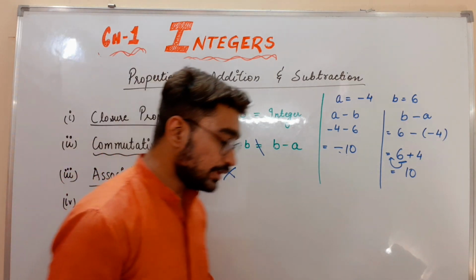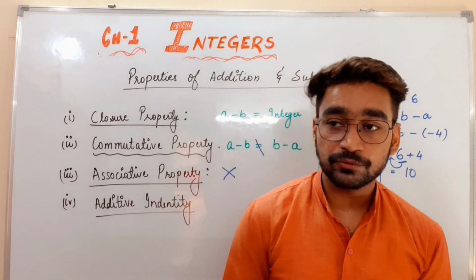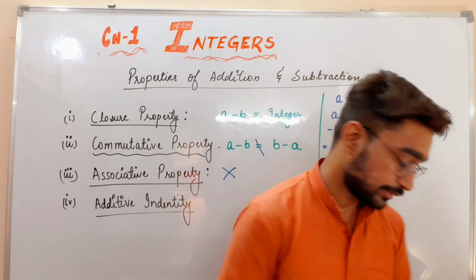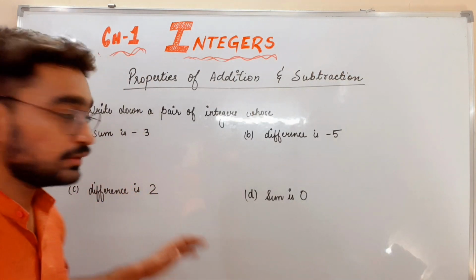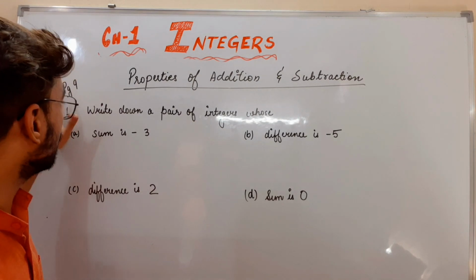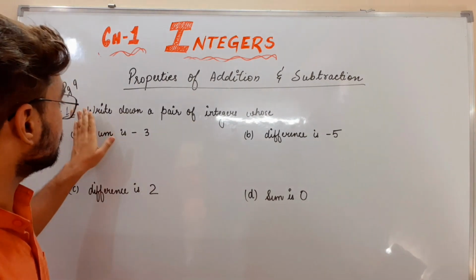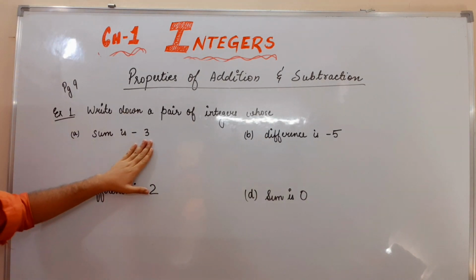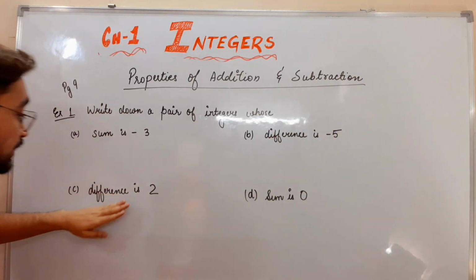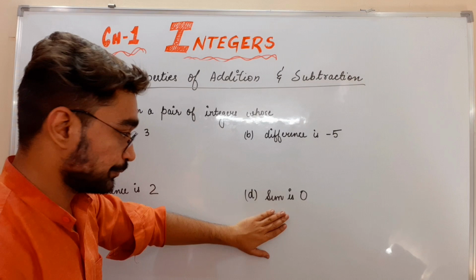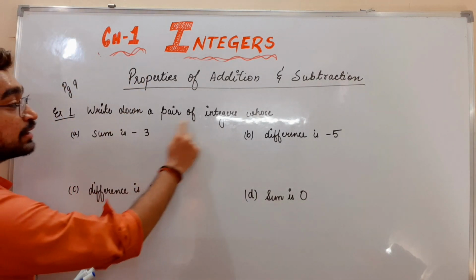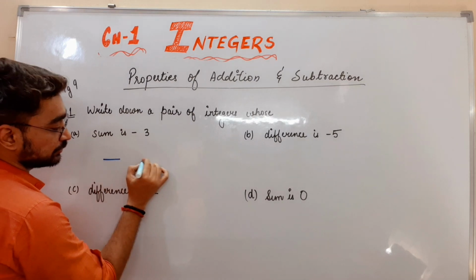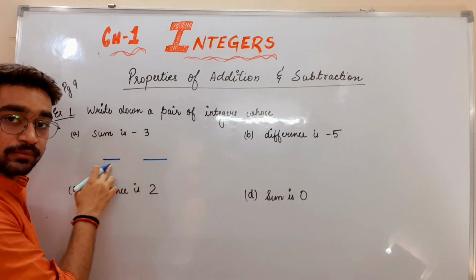Okay. Now let us take some examples from the NCERT questions themselves and see how we can use these properties there. So let's see example number 1 on page number 9. It says: write down a pair of integers whose sum is minus 3, difference is minus 5, difference is 2, and sum is 0. So we have to write down a pair of integers. A pair of integers means there should be two numbers, so I'm making two dashes here.